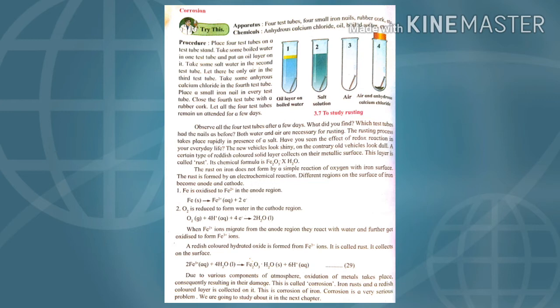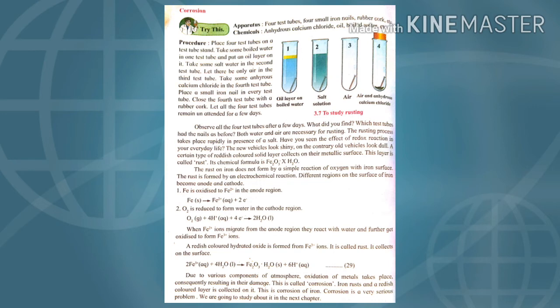Reddish brown color deposited on iron is known as rust. Its chemical formula is Fe2O3.xH2O. Fe is oxidized to Fe2+ aqueous plus 2 electrons in the anode region. That is, Fe gives Fe2+ plus 2 electrons. Oxygen is reduced to form water in the cathode region. That is, O2 plus 4H+ plus 4 electrons gives 2H2O.